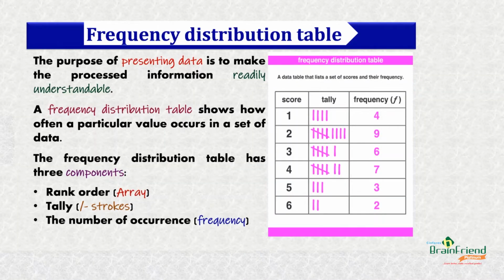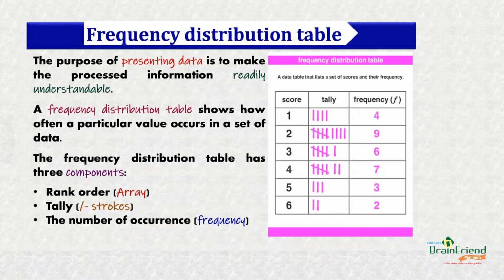Now let's look at another important part of this lesson, the frequency distribution table. Usually, a frequency distribution table has 3 components: an array, the tally, we usually use strokes to represent the tally, and then the frequency. Let's look at a table that shows how these arrangements are done.